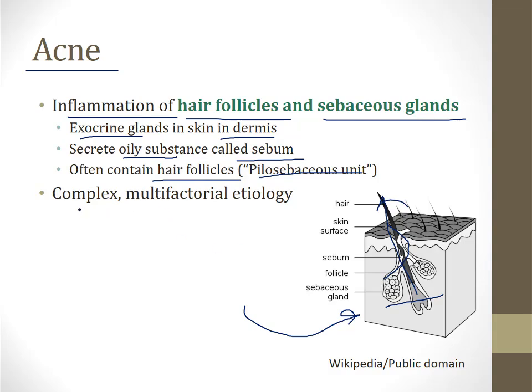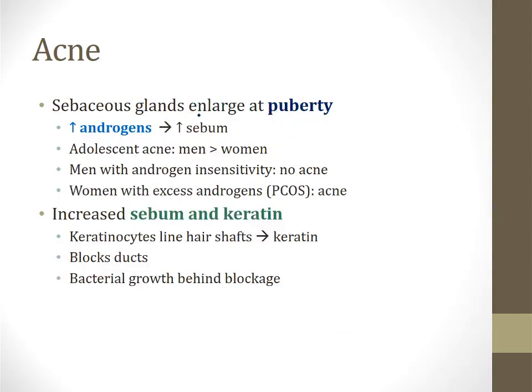Acne has a complex multifactorial etiology, as we will see. It involves hormones, it involves physical plugging of the ducts, and it also involves bacterial growth. Your sebaceous glands enlarge at puberty, and this is why many adolescents at the time of puberty develop acne. The growth in sebaceous glands is driven by androgens which increase sebum production, and if you know this, then it's easy to understand why adolescent men get acne to a greater degree than women.